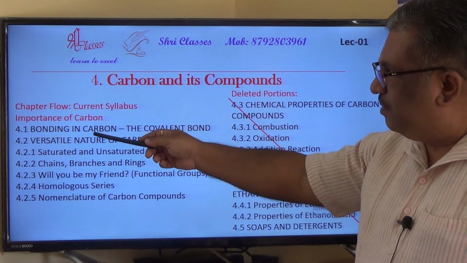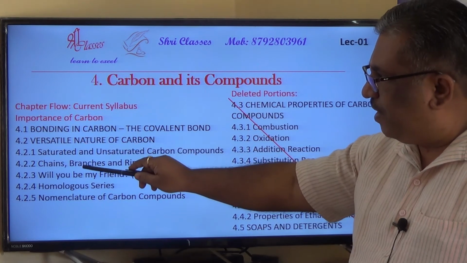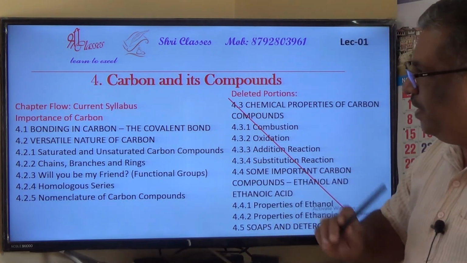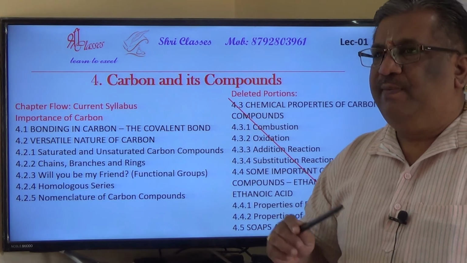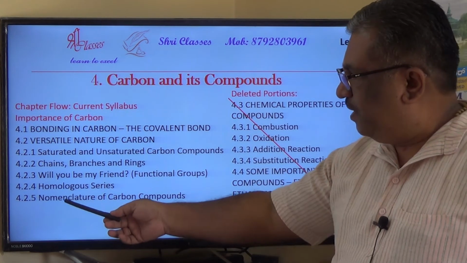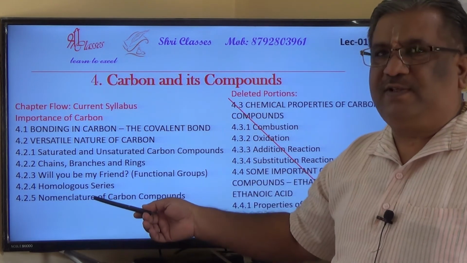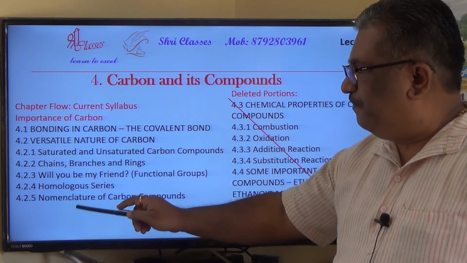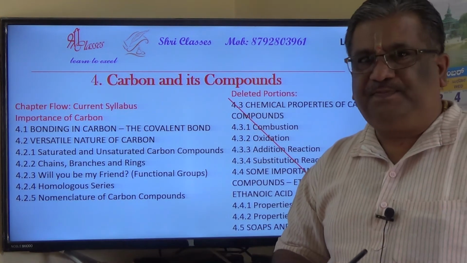Once again, if you look at bonding in carbon, versatile nature of carbon, under the versatile nature you have 4.2.1, 2, 3, 4 sections and 5 sections. Actually, in this fifth section, nomenclature of carbon compounds, many things have been deleted, but it is very difficult without the study of nomenclature of carbon compounds. It is very difficult to understand the homologous series at all, and therefore we will have to study the minimum required nomenclature of carbon compounds.